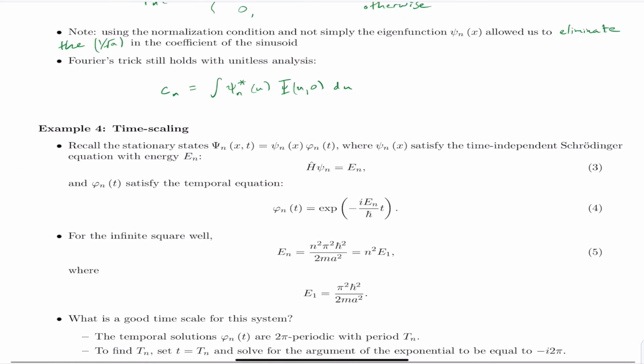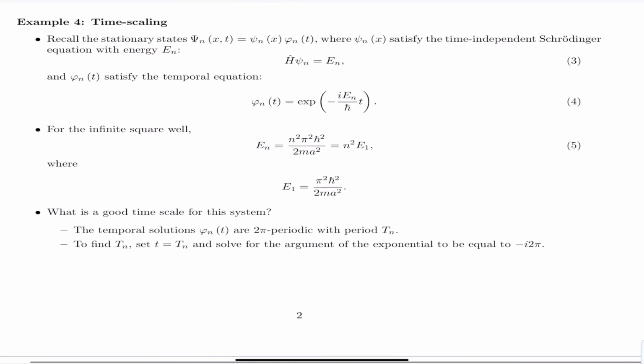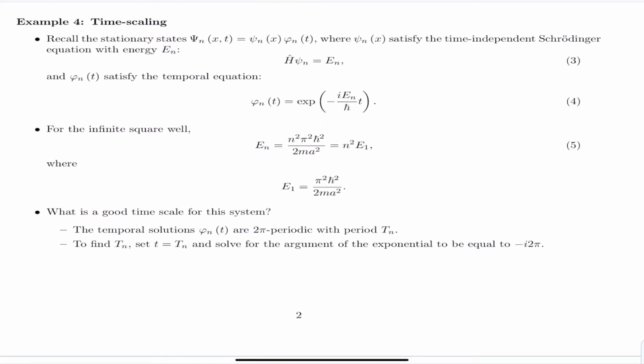Next, we'll consider time scaling. Recall that we make the stationary states by taking the eigenfunctions of the Hamiltonian and multiplying them by their time dependence. So here's how we get the eigenfunctions of the Hamiltonian, and here's their time dependence. For the infinite square well, we showed in class that the nth energy is n squared pi squared h bar squared over 2 m a squared. I'm also going to point out that we can say that the nth energy is n squared times the first energy, which is the ground state energy.